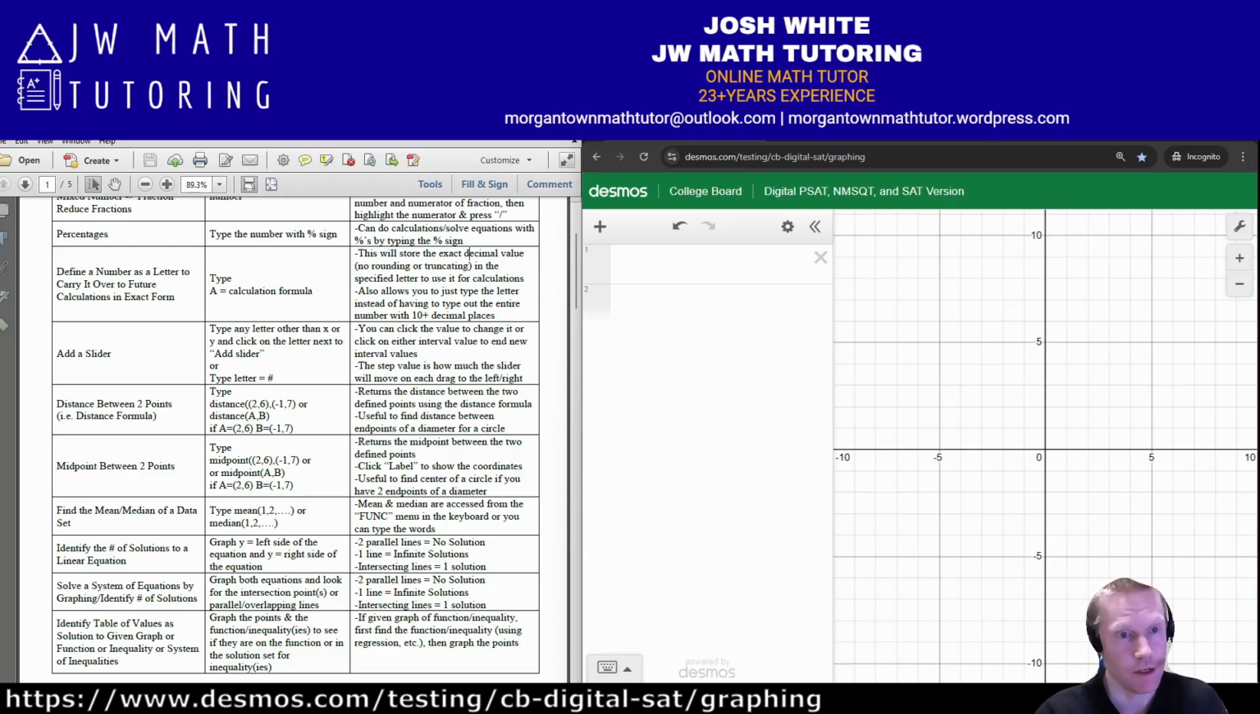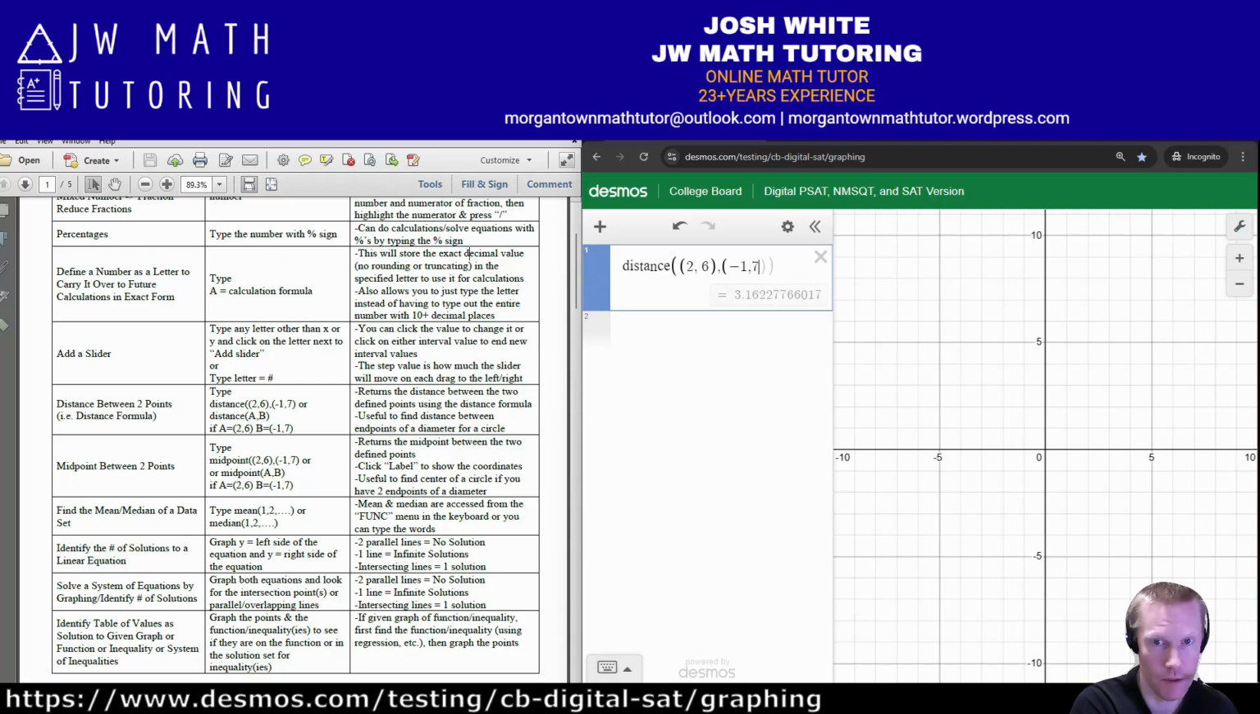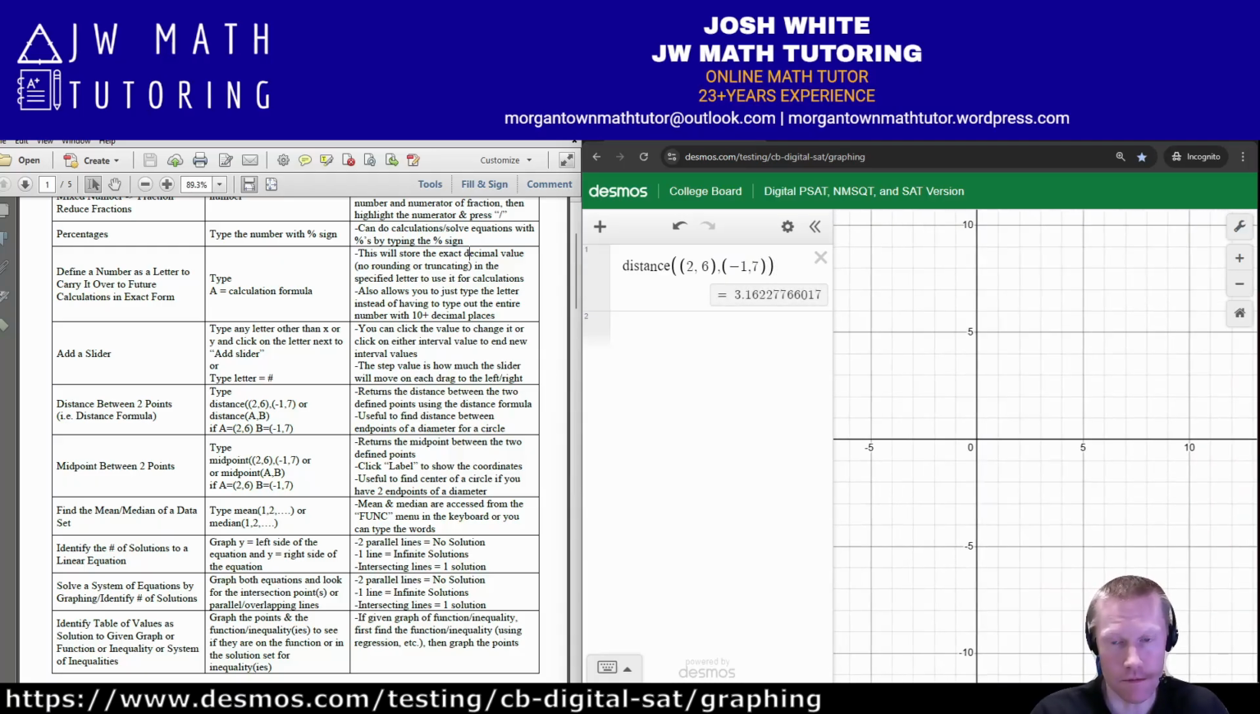All right. The next thing I want to talk about is basically the distance formula, which finds the distance between 2 points. So you can either just type distance and then put in your 2 points, put them both in coordinate form, put a comma between them, and it'll just give you the calculated value here. And again, if you needed this value for something, I would just define this as a letter so I could carry it over for future calculations.